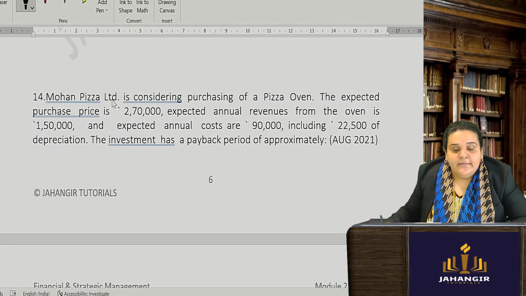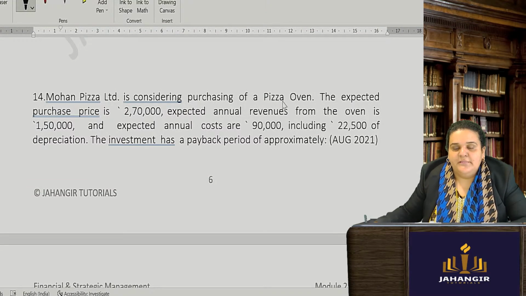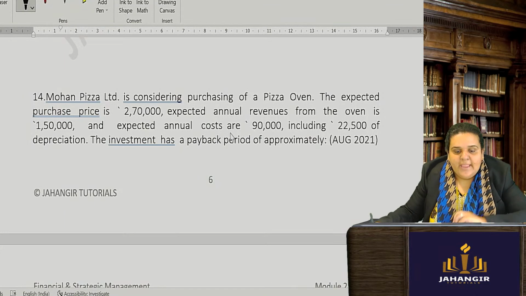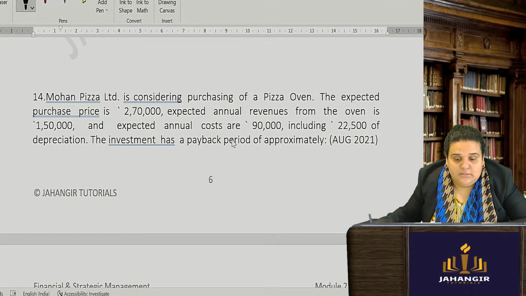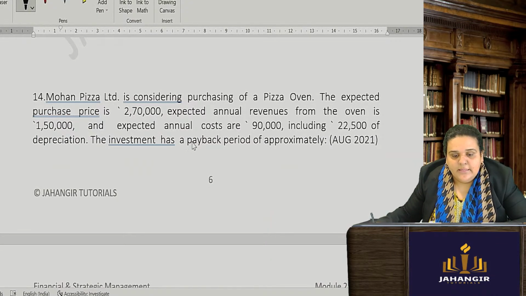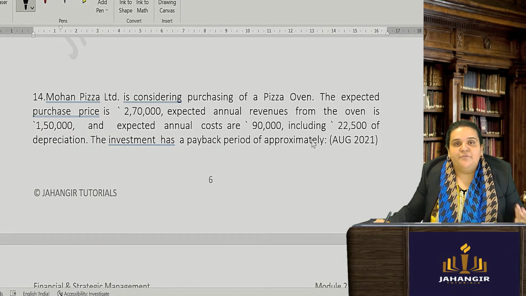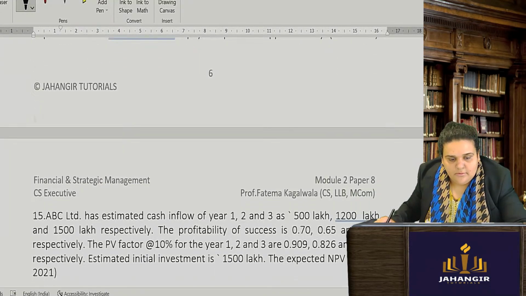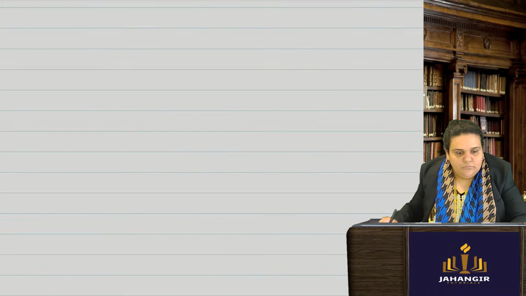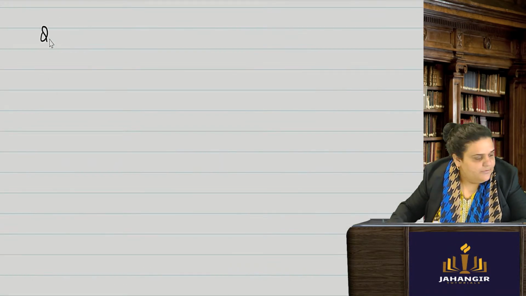Mohan Pizza Limited is considering purchasing a pizza oven. The expected purchase price, outflow, is 2,70,000. Expected annual revenue from the oven will be 1,50,000. Expected annual costs are 90,000, including 22,500 of depreciation. The investment has a payback period of approximately what? They are asking. Okay. So, I will do your question number 14.